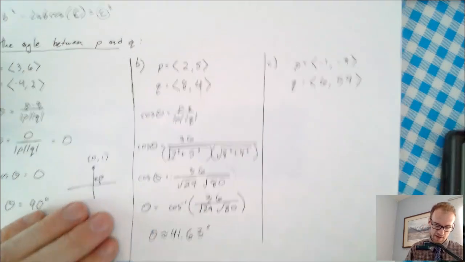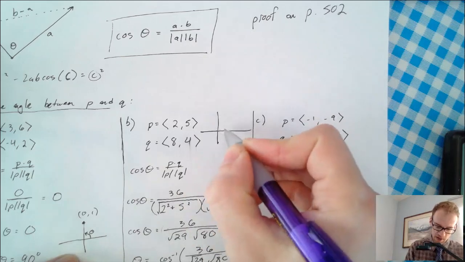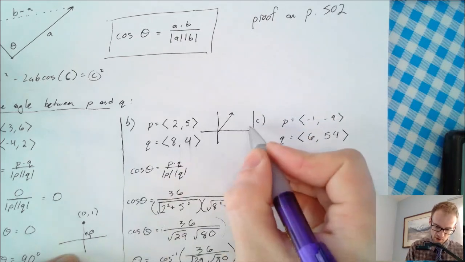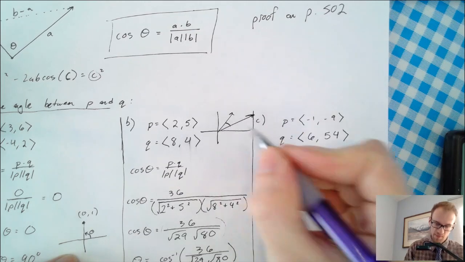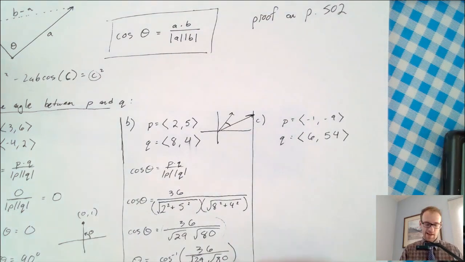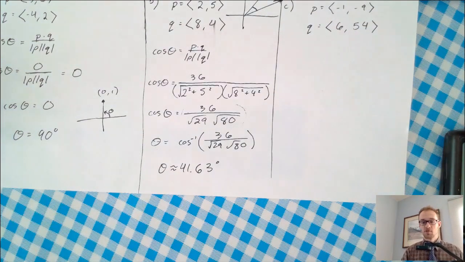Well, 2, 5, that's in quadrant 1. 2, 5, that's probably like that. And then 8, 4, 8 over 4 up, so that's probably that vector. So yeah, I bet since those are both in the same quadrant, that angle is an acute angle. So 41.63 degrees seems reasonable.